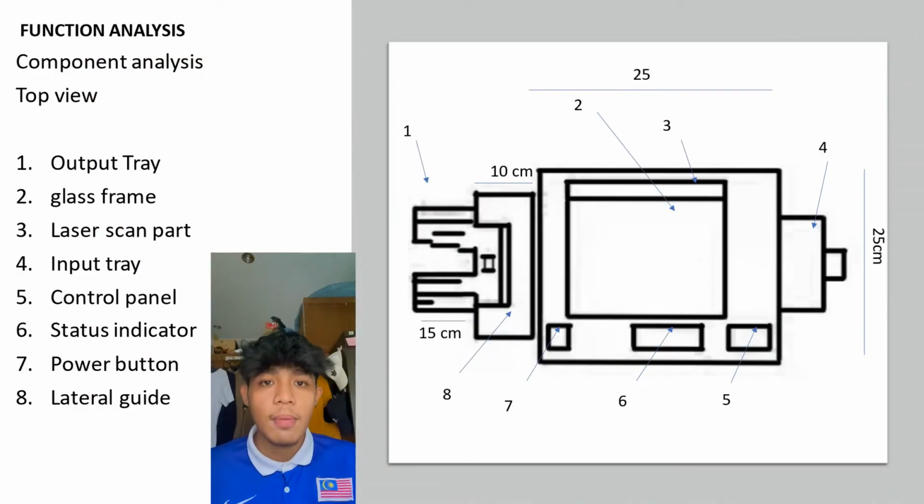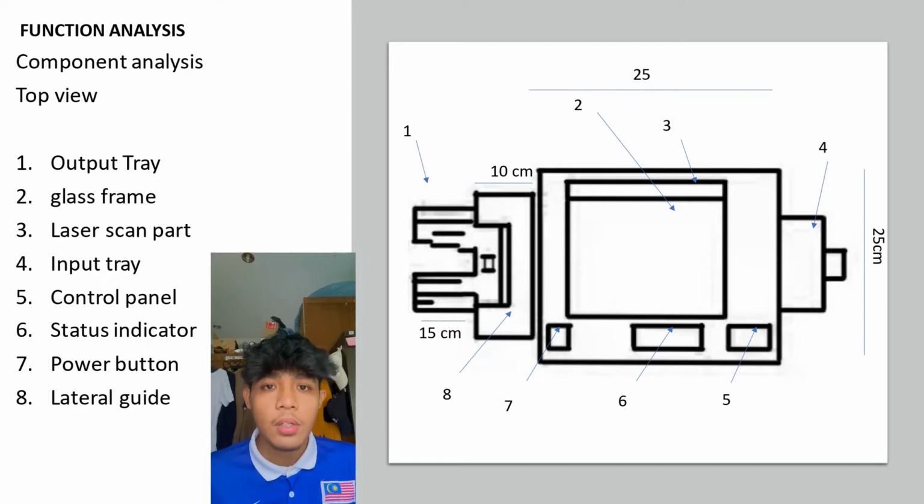My name is Ahmed Haji and I will present the function analysis. First, component analysis from the top view. First, output tray: the scanned original is fed out onto this tray. Second, glass frame, used to load the original. Laser scan part, laser used to scan the object. Then input tray, used to put the paper.